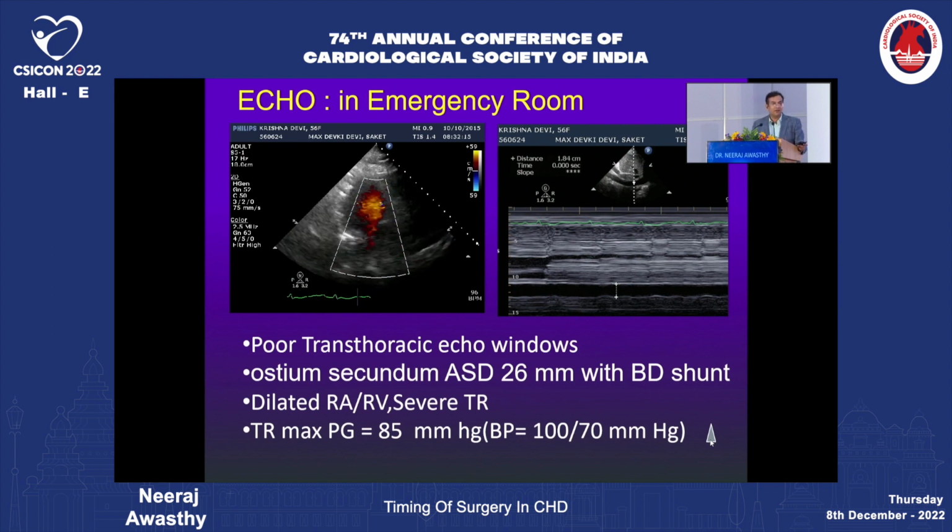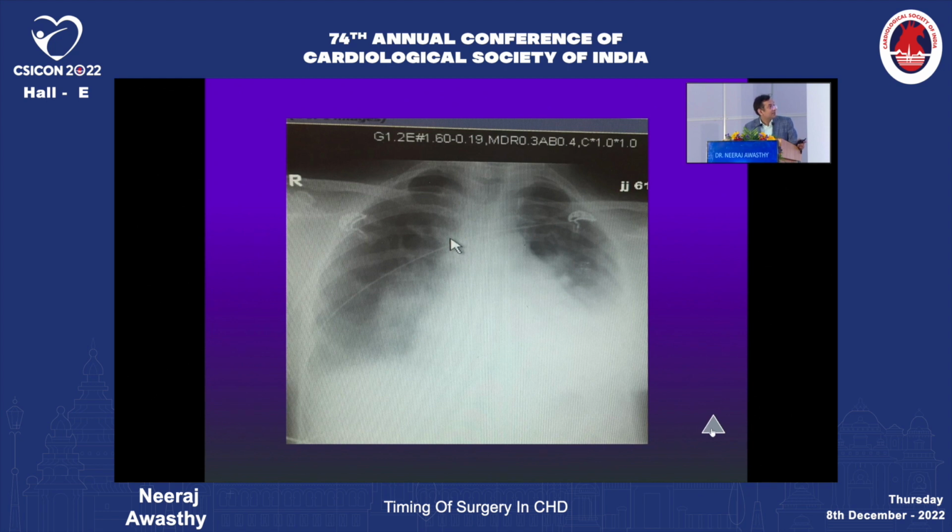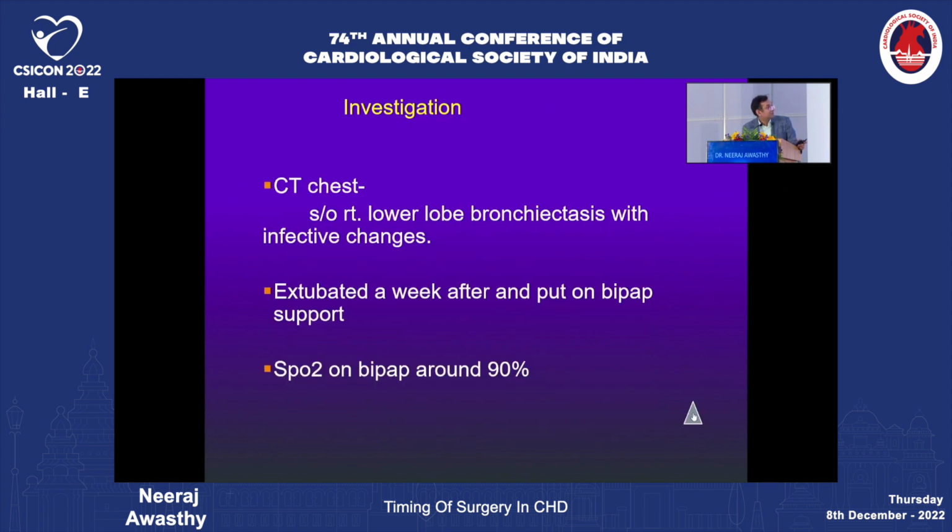So we have a patient whose TLC is high, who has got diffuse crepts, who is a known case of ASD with query Eisenmenger, which has been labeled, and who's presenting with repeated chest infection. Each time she presents in an emergency, she presents in this particular state and is being discharged. So this is the X-ray, which is definitely showing diffuse opacities. Her CT chest shows a right lower lobe bronchiectasis with infective changes.